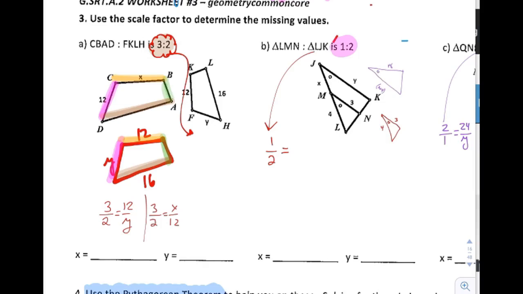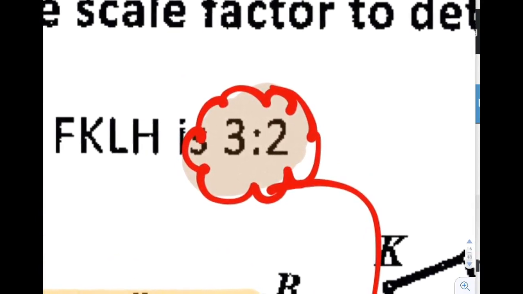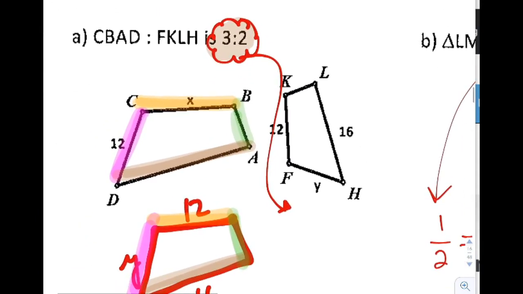Okay, so we talked about letter A in class a little bit. Just a reminder that that is your scale factor. When you redraw them, you'll notice that the pinks don't both have a number, the yellows don't have a number, and neither do the greens or the browns. So you have to be given the scale factor.